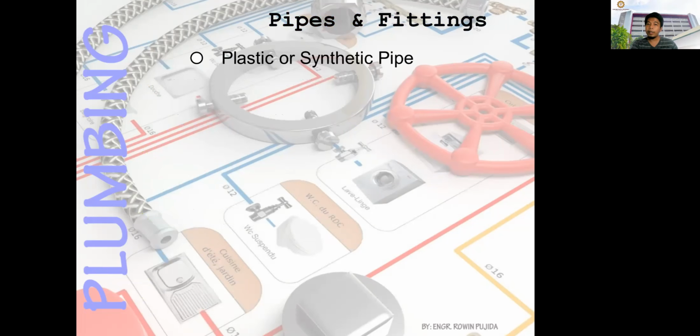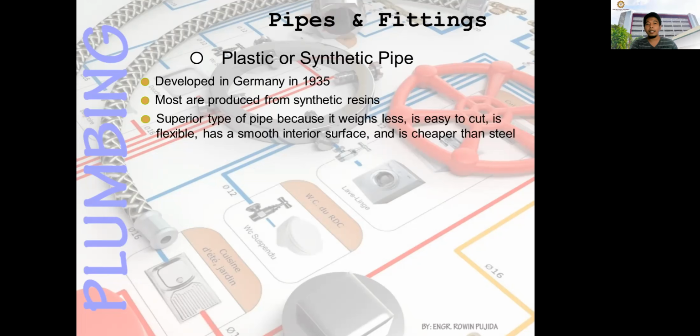Okay, next we have the plastic or synthetic pipes. This was developed in Germany in 1935. Most are produced from synthetic resins. Then it is the superior type of pipes because it weighs less, it is easy to cut, it is flexible, has smooth interior and exterior surface, and it is cheaper than steel.